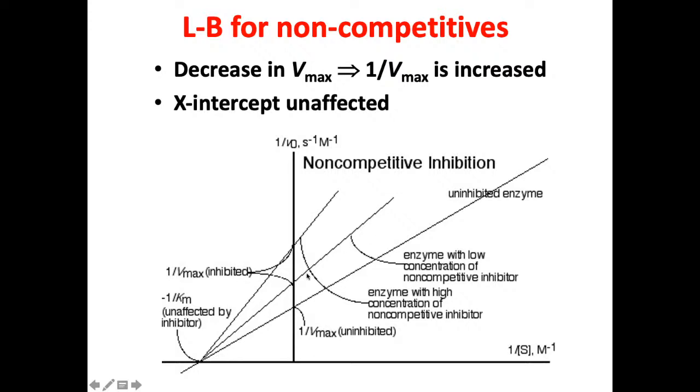And your Vmax is uninhibited here. But your Km is unaffected in this non-competitive inhibitor. So the lines will come and join at one point. They will not change, but your 1 by Vmax will keep on going up. So the Vmax value will be decreased, but 1 by Vmax will be increasing on top.